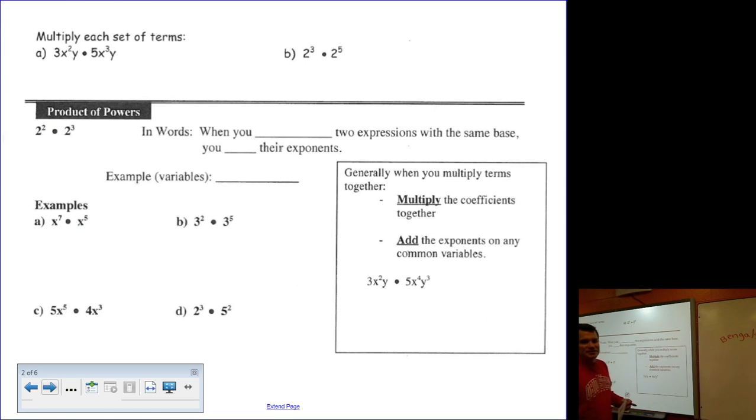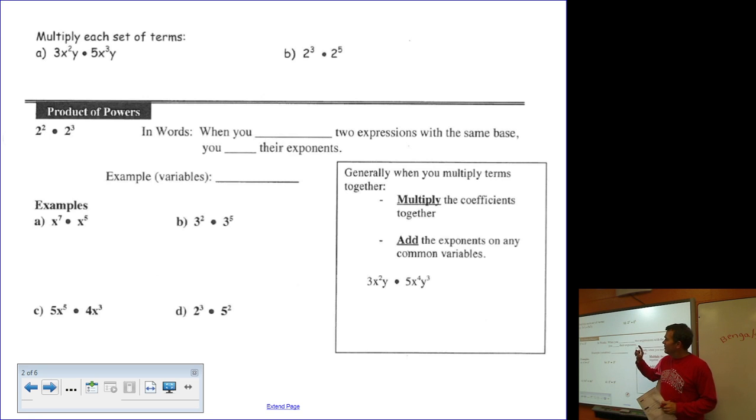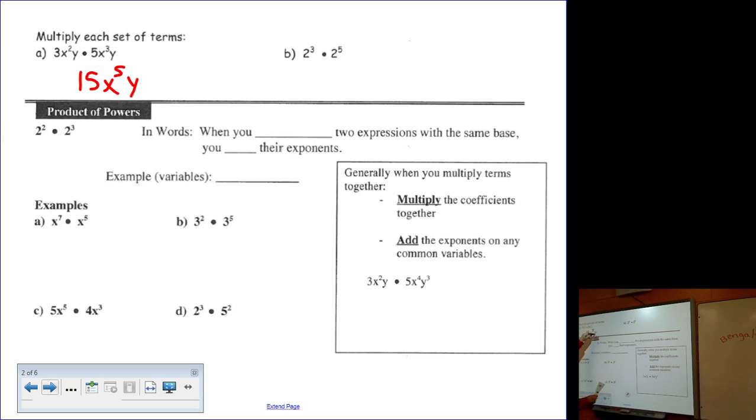So I have a couple of questions to try here. The first one is 3x squared y times 5x to the 3rd y. And the answer to that would be 15 x to the 5th y squared. I have another one that just involves numbers. 2 to the 3rd times 2 to the 5th. What do you think that is? Could be 2 to the 15th. Could be 4 to the 15th. But it's actually neither of those. This actually equals 2 to the 8th power.